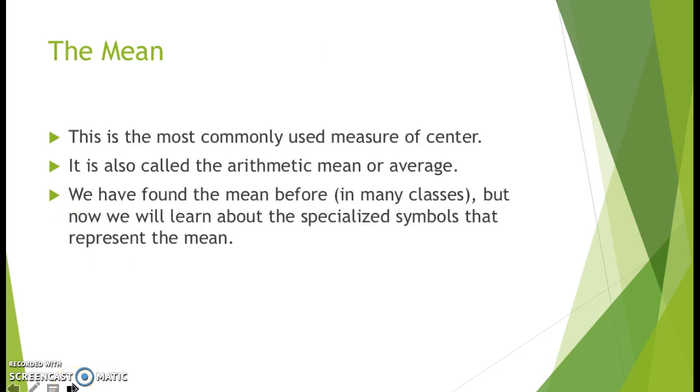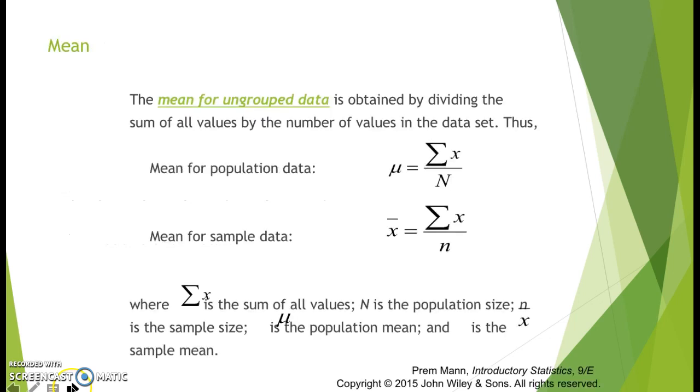So first, let's talk about the mean. It is probably the most commonly used measure of center, and it has other names. Sometimes it's called the arithmetic mean, sometimes it's called the average. So now we're going to have some different symbols that we use to represent the mean. So here's what it looks like. The mean for ungrouped data is obtained by dividing the sum of all values by the number of values in the data set. So we have 2 different kinds.